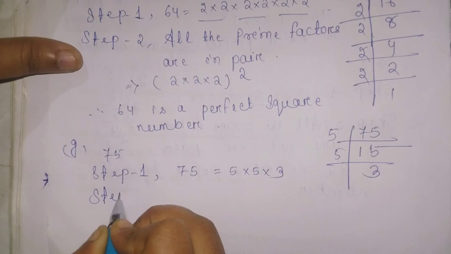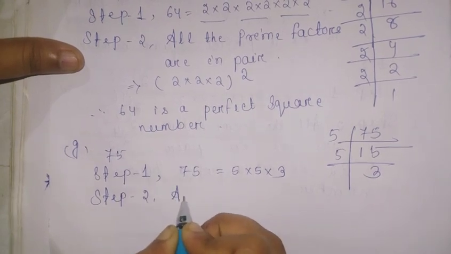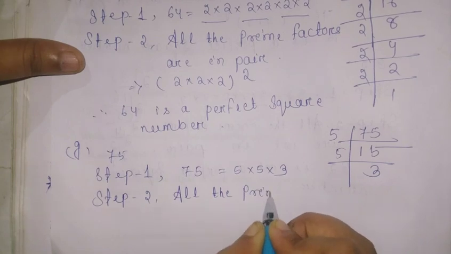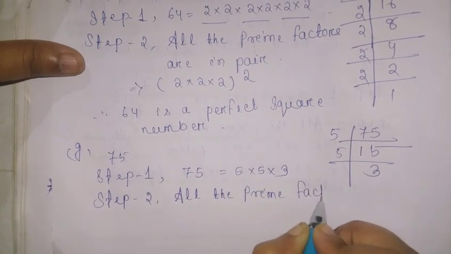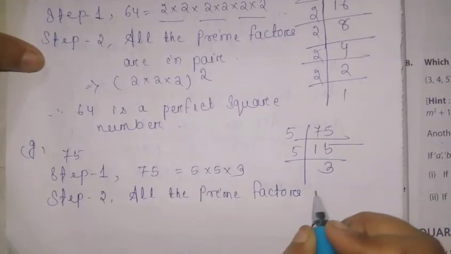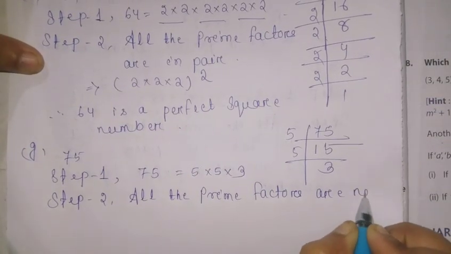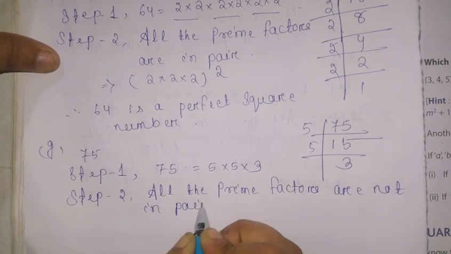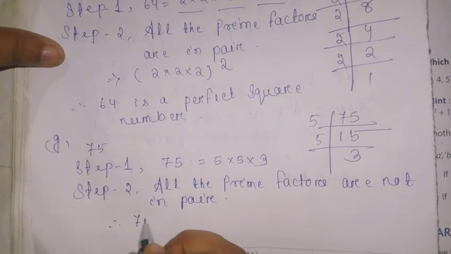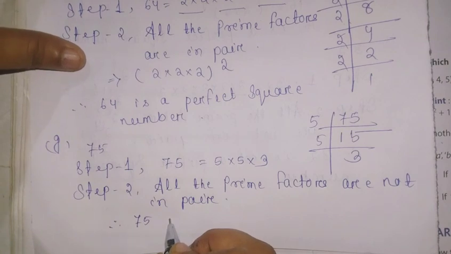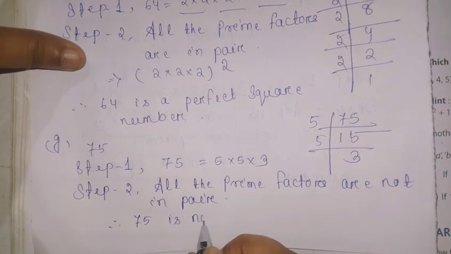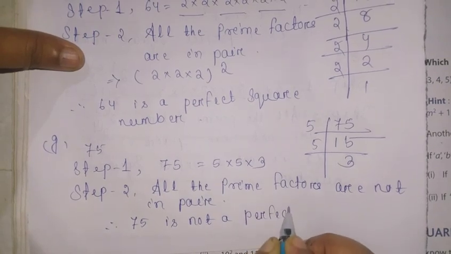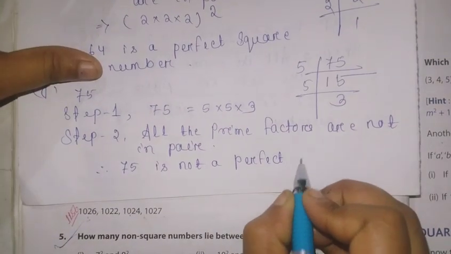Step 2. All the prime factors are not in pair. So 75 is not a perfect square number.